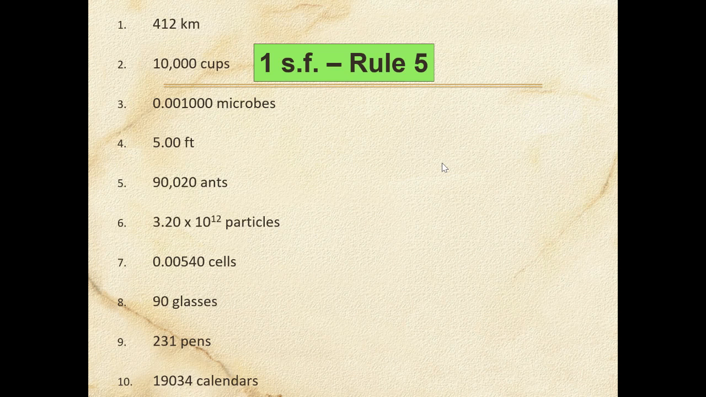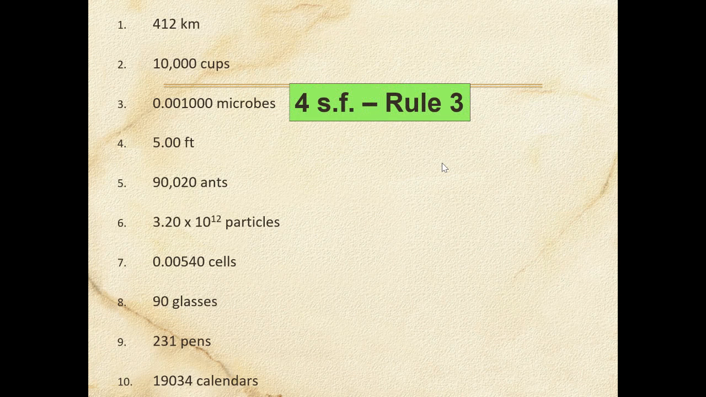0.001000 microbes, that is 4 sig figs, based off of rule 3 and also rule 5. Rule 3 states that those zeros in 0.00 are not significant because they are considered placeholders. However, once we have the number 1 in the thousandths place, all of the zeros to the right of that are significant because of rule number 3, saying that the final digit is significant.